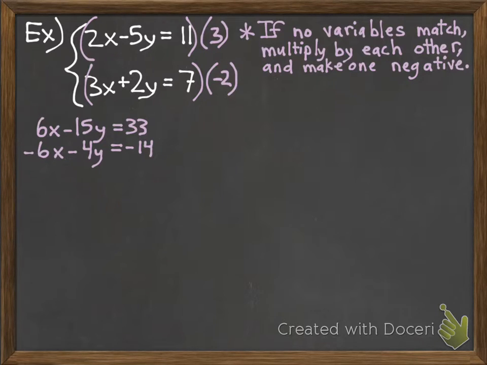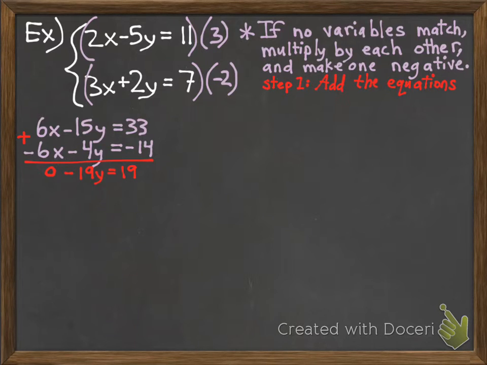Now we look at our new equations, and we've got 6x and minus 6x. They're perfectly matched so that if we add them together, the 6x and the minus 6x will cancel out to 0, which was our goal. So we add those together. We have to also add the y part and the constant or number part. So negative 15y plus negative 4y is negative 19y, and 33 plus negative 14 is 19. And of course, 6x plus negative 6x was 0.